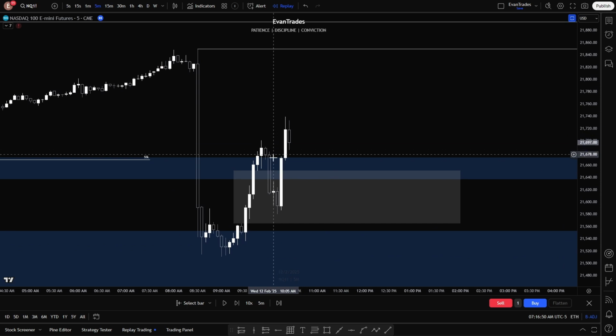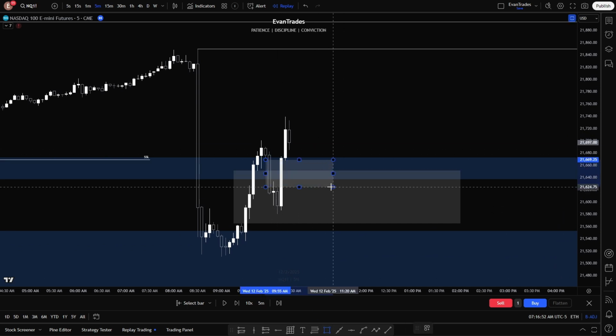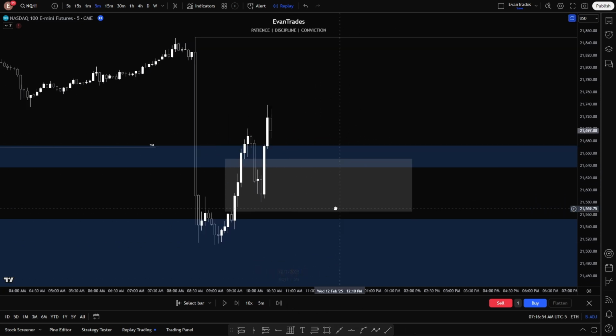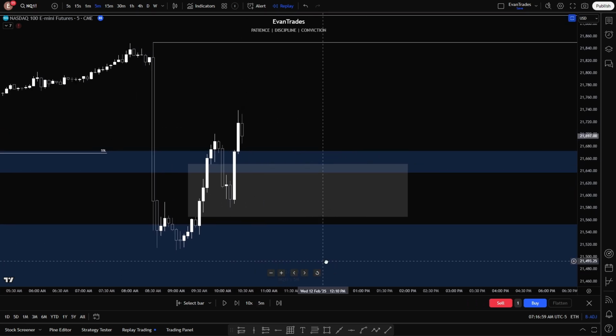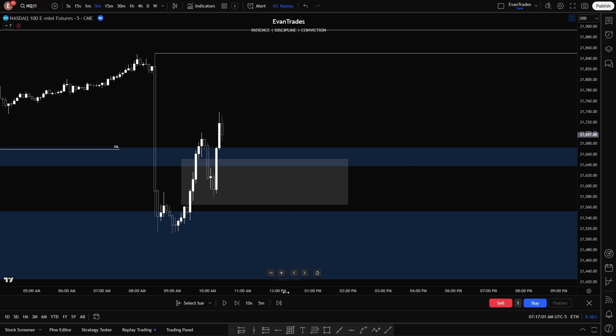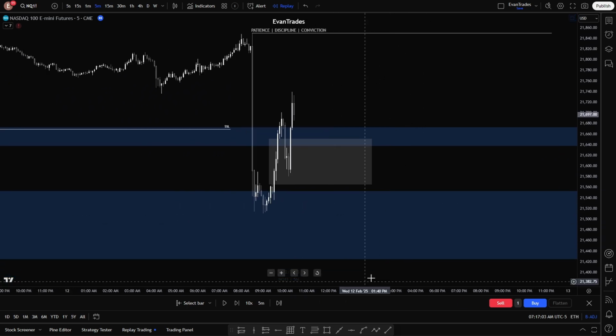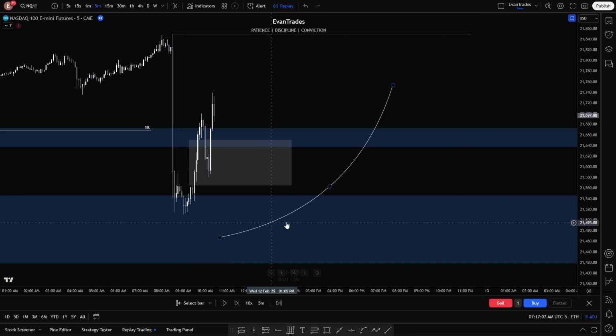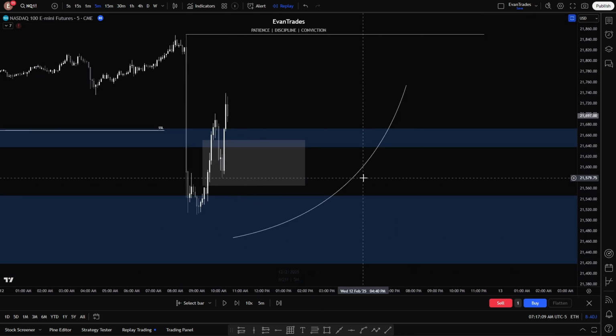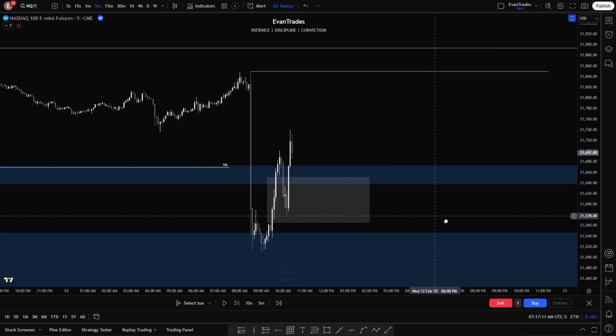But now we get a bounce. We've invalidated this bullish fair value gap. Bearish fair value gap. So if we're going to continue higher, if we're going to continue bullish order flow on this market maker buy model, I want to see a retracement back to a higher time frame PD array.